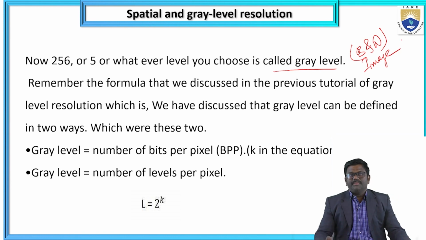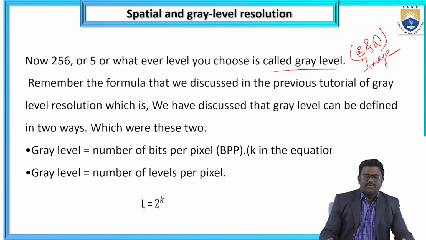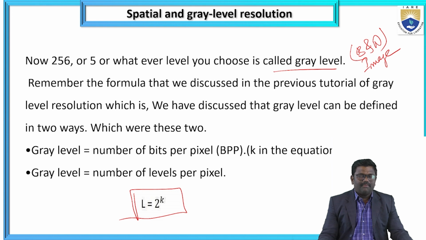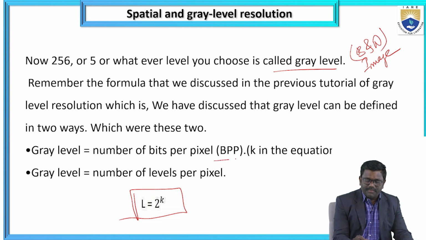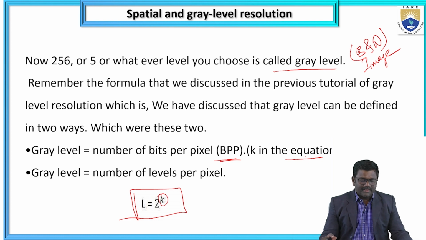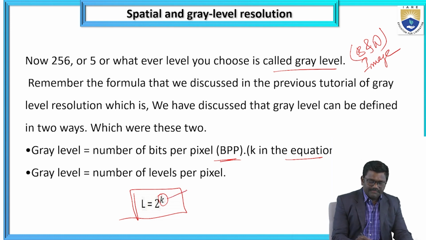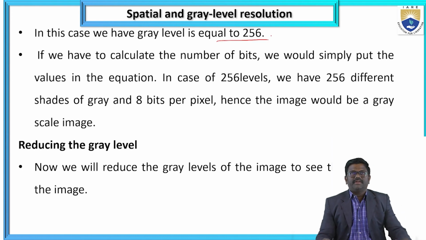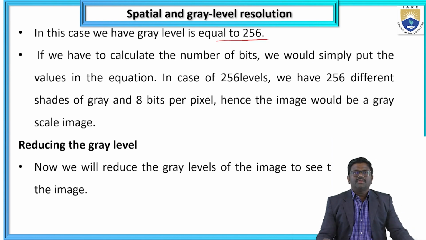Remember that this formula will help us. We are going to concentrate on this formula in terms of gray level, where G is the gray level and BPP is the number of bits per pixel, and K is the number of bits per pixel. In this case, you have the gray levels equal to 256, which we defined in the previous slide. Now we are also going to concentrate on how we calculate the number of bits, by simply putting the values in the equation.